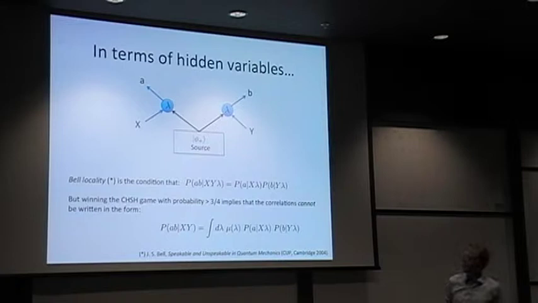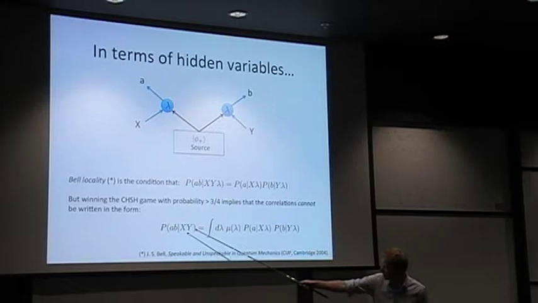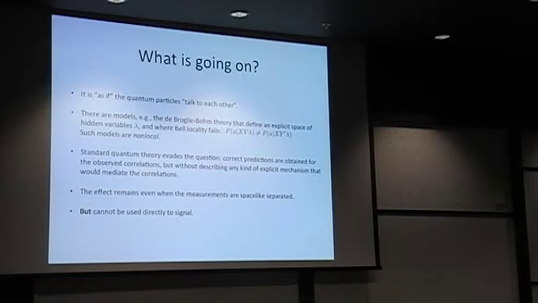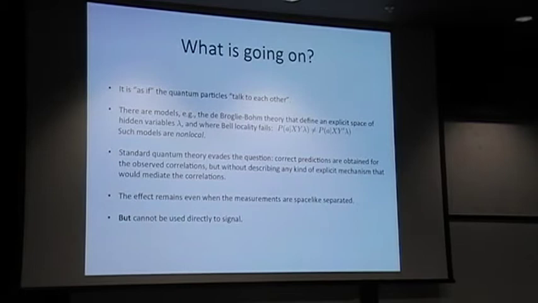However, if you're winning that CHSH game I was talking about with probability more than 3/4, what that tells you precisely is that the overall correlations cannot be written in this form for any space of lambdas and measure mu over lambda. Okay, so that's the more traditional way of putting it, and of course there's been some argument about what this means ever since. So we can say it's as if these quantum particles are talking to each other, even though the measurements might have been space-like separated.